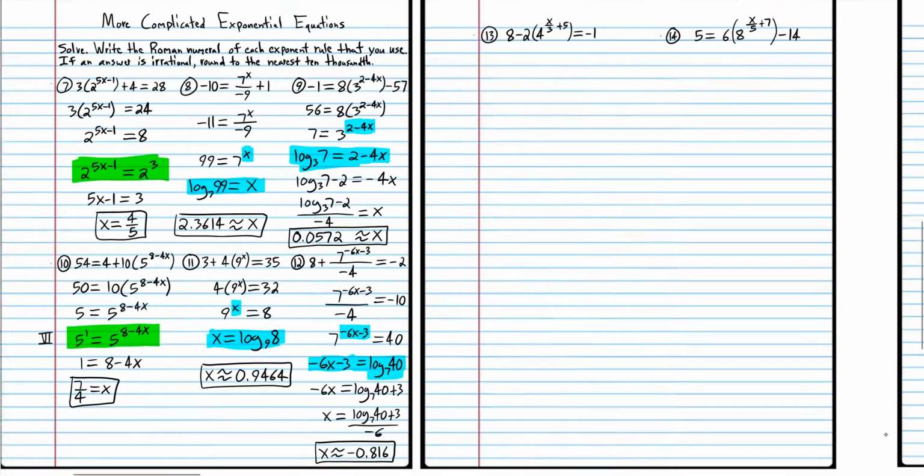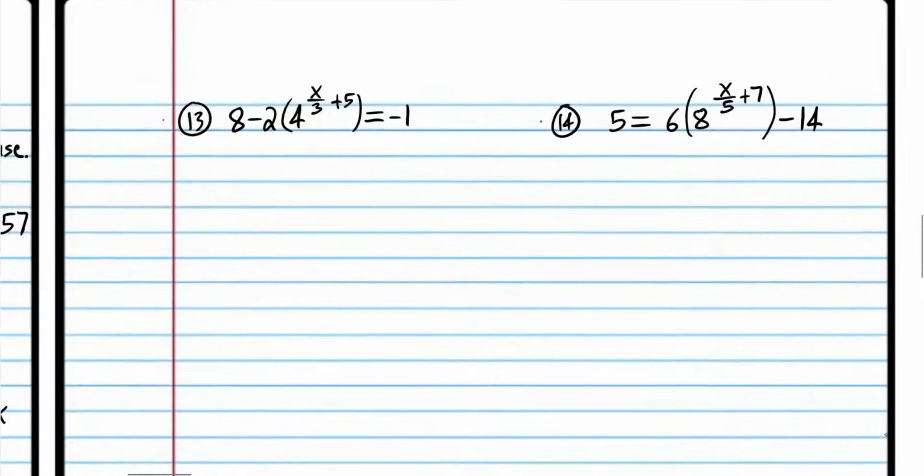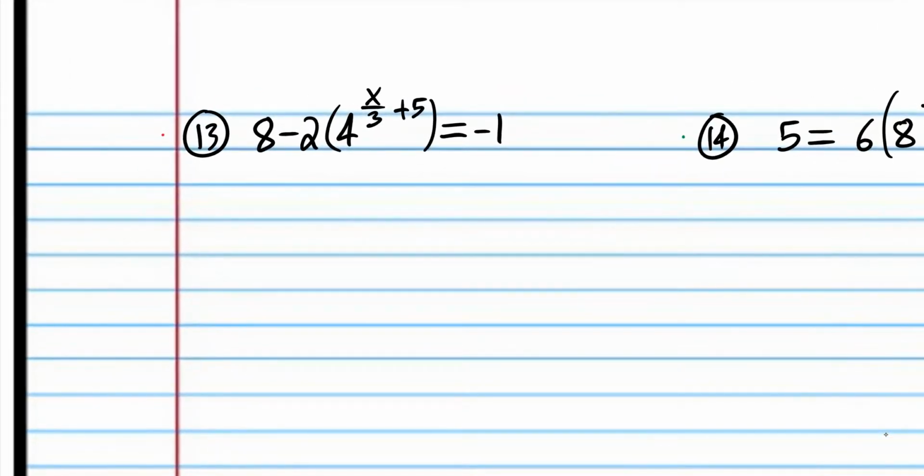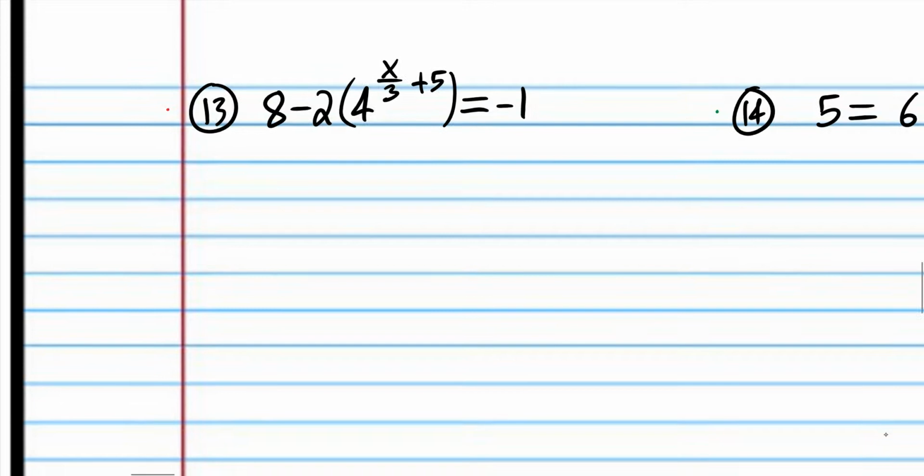Okay, so we're going to do a few more of these types of problems, just slightly different variations. So I'm going to solve this exponential equation by isolating that exponential expression. Subtract 8 from both sides. You get -9.